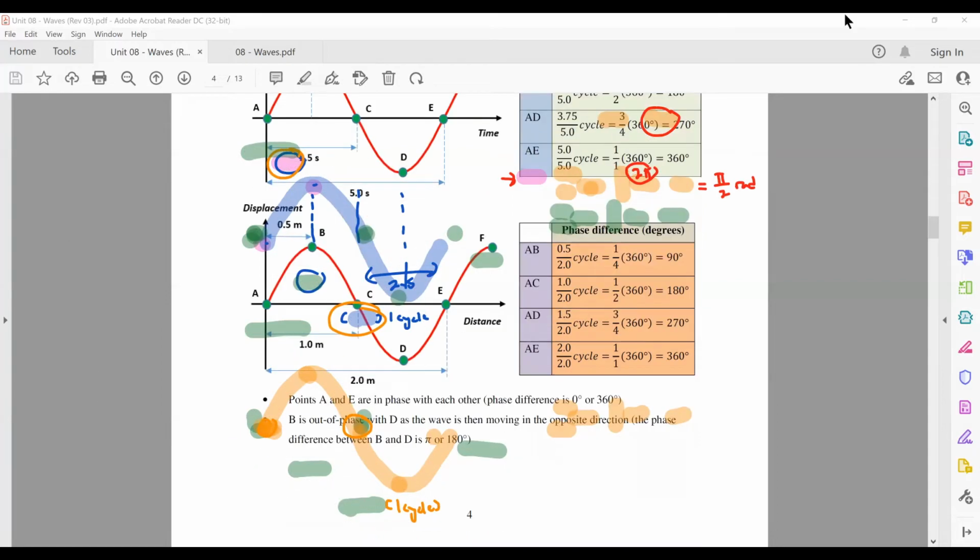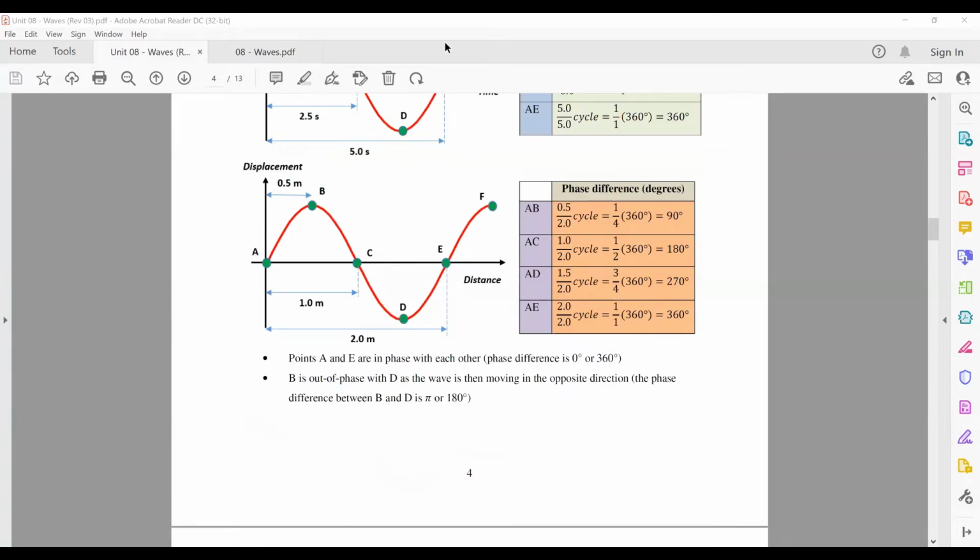All right. Now, when you have particles or points that have phase difference of 0 or 360 degrees, we will normally call them as being in phase with each other. All right, so like in your case here, points A and E, for both of the graphs, they had a phase difference of 360 degrees. They're actually considered to be in phase with each other.